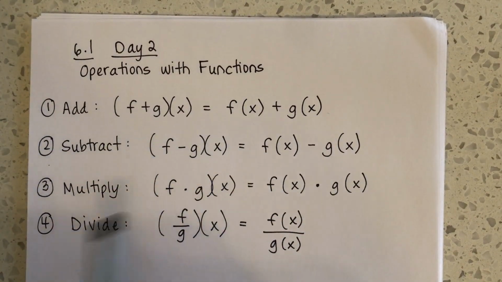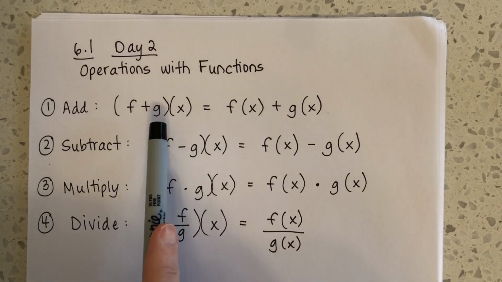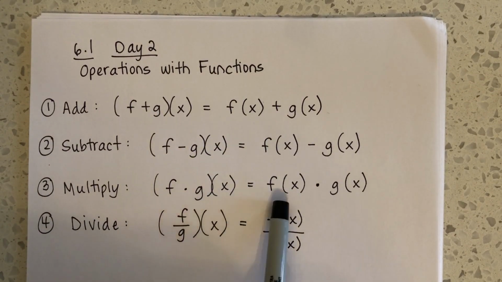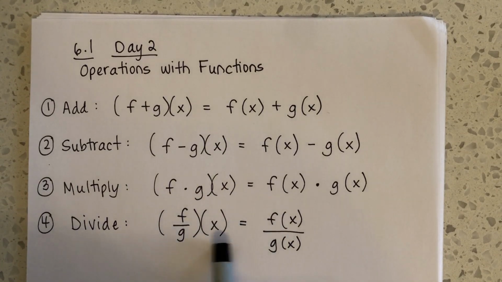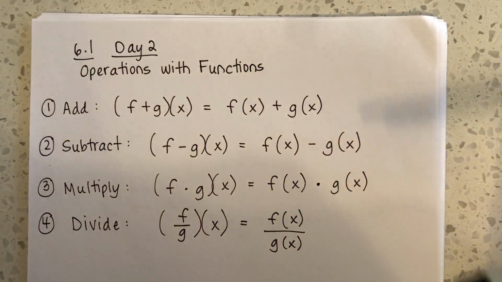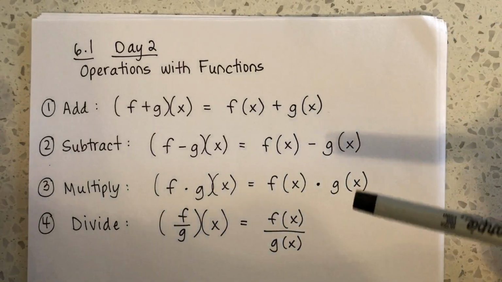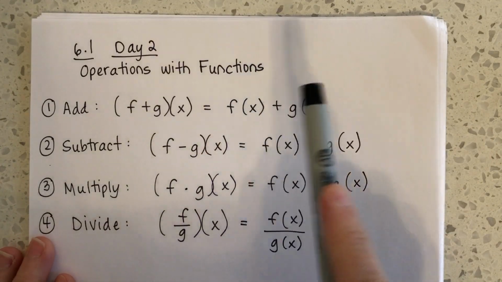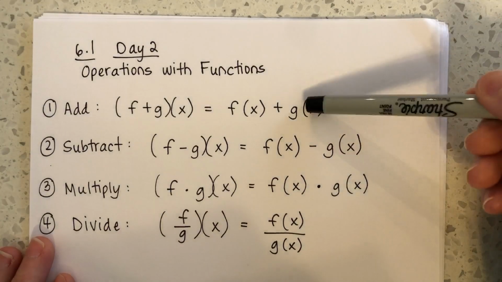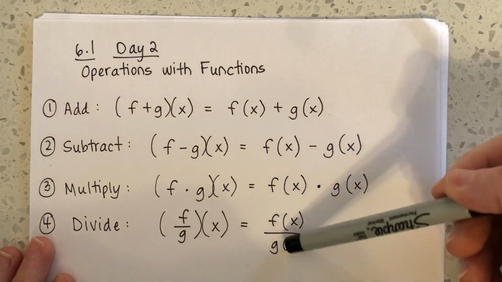So yesterday we saw the notation that they use when they want you to add two functions together, subtract two functions, multiply two functions together, and divide two functions. The problems that you did in yesterday's notes all involved x. You used the functions as they were, and you just added f of x plus g of x. You took f of x minus g of x. It was all still done in terms of x.